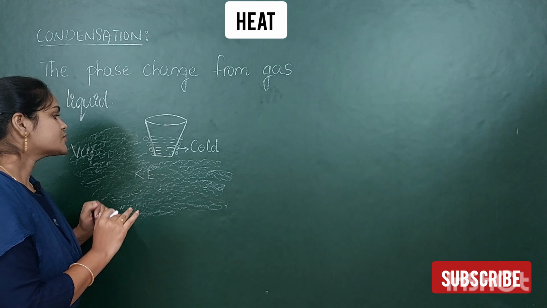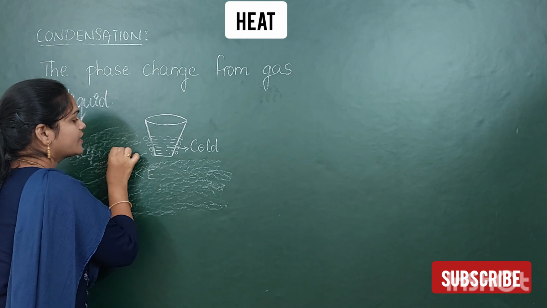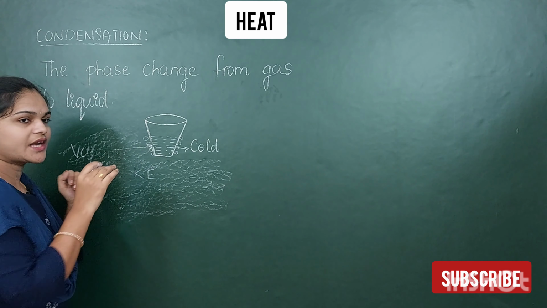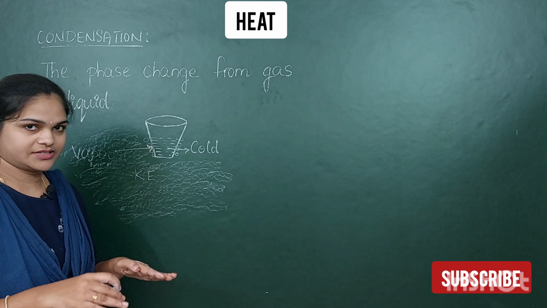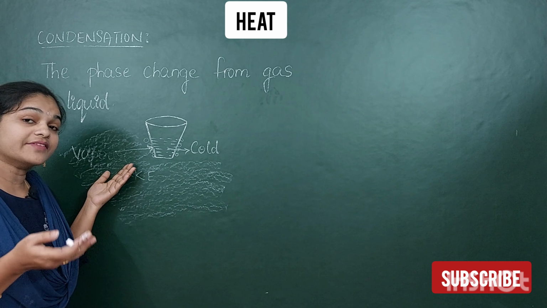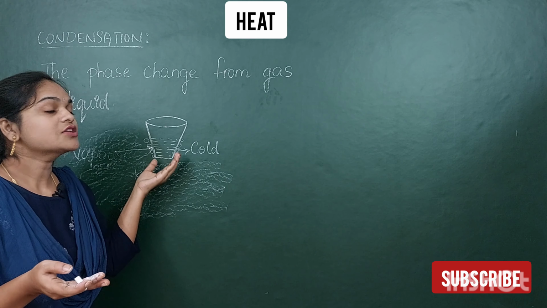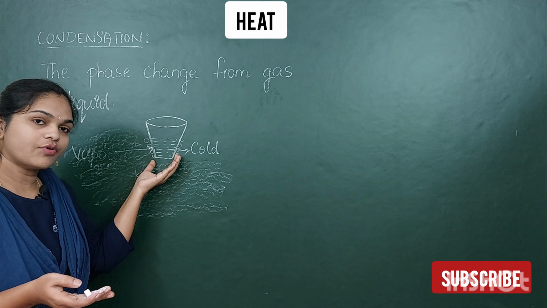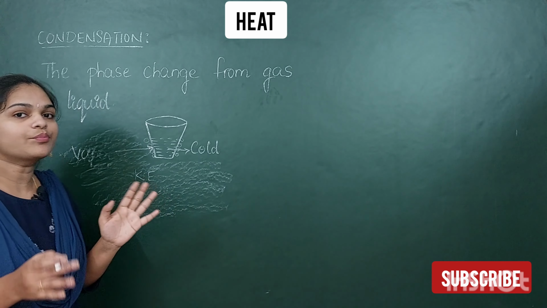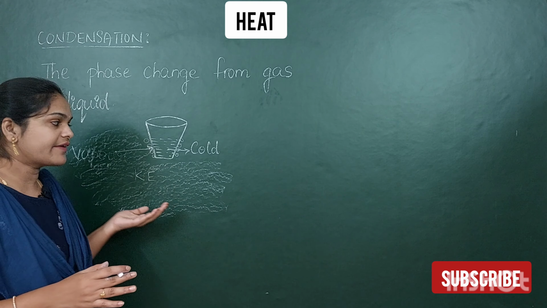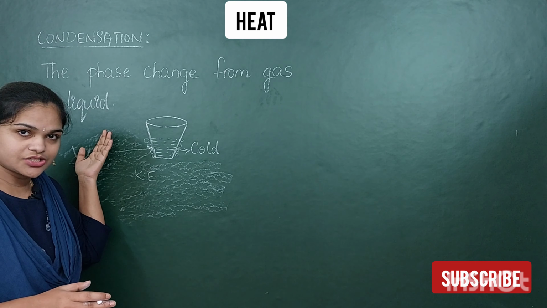With that kinetic energy, when this vapor strikes the glass, what happens? Its temperature will decrease. Here the vapor has a somewhat high temperature, but this glass contains cold water. The cold water's temperature is very low, but the outer atmosphere has a higher temperature, so we can also say it has high kinetic energy.